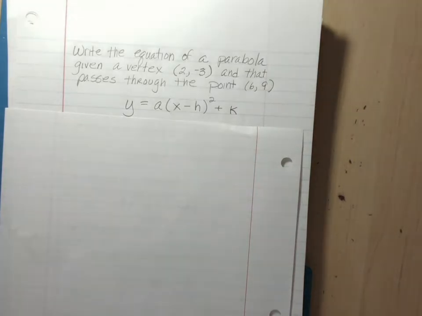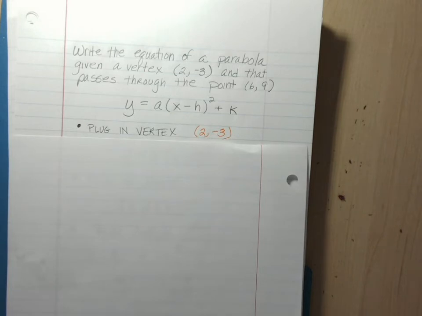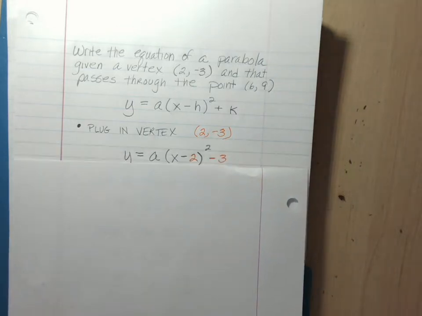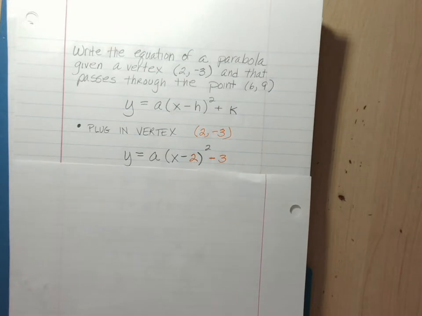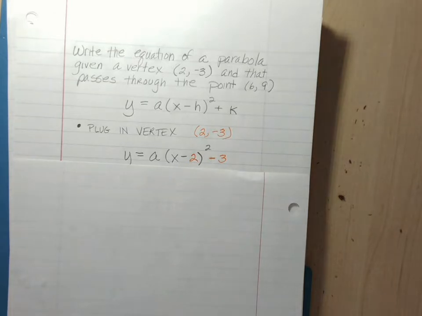So the first thing we are going to do is plug in the vertex. In this case, it's the point x equal 2 and y equal negative 3. So we're just going to plug that right into our formula for the vertex form, and it will look like this. Now we still don't know a. How are we going to find a?